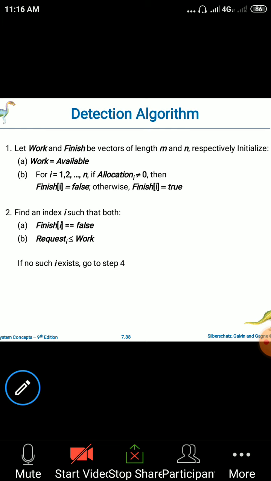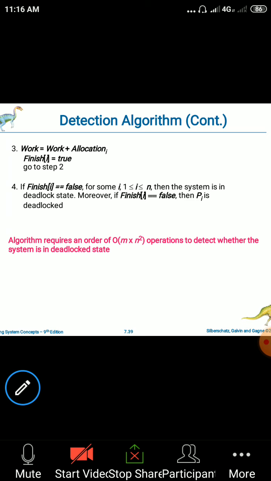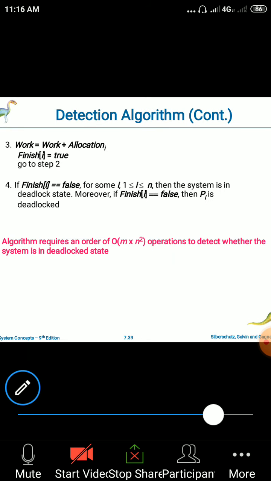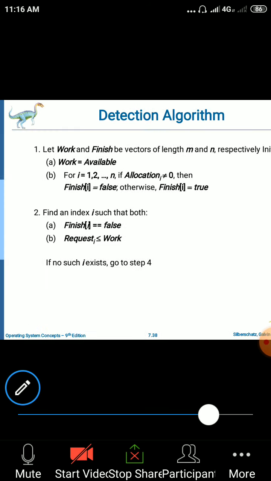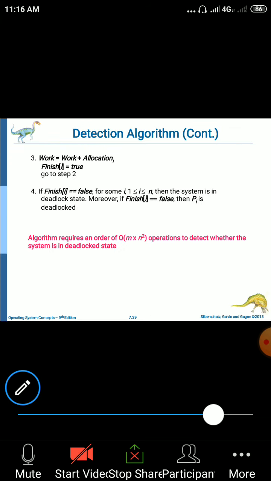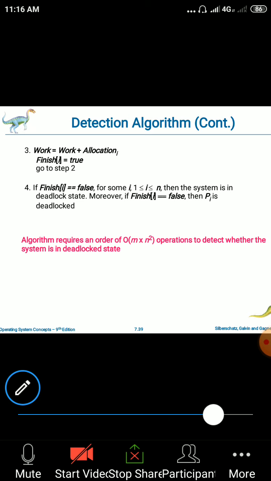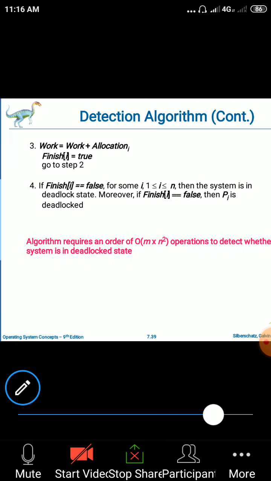If these two conditions are satisfied, then the resources will be allocated to the requesting process, the process completes its execution, and finish of i is set to true. But if one of the conditions is not satisfied, that is, if the request is greater than the available resources, then the resources cannot be allocated to the requesting process, the finish of i is never set to true, and finish of i remains false, right?